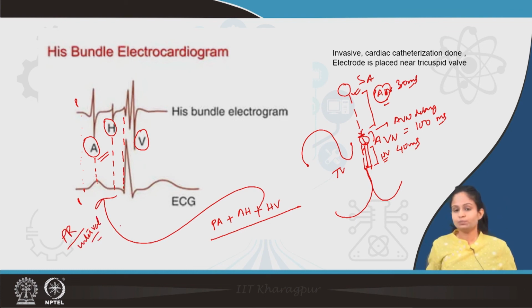If we want to pinpoint where the block in the heart is, whether it is at the level of the AV node or the bundle of His, then we have to do this invasive procedure of cardiac catheterization, that is the His bundle electrogram. Otherwise, in only the ECG, the block will be detected as a prolonged PR interval. It will not be able to say where exactly the block is located, whether at the level of the AV node or the bundle of His.